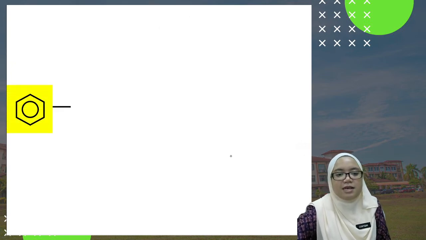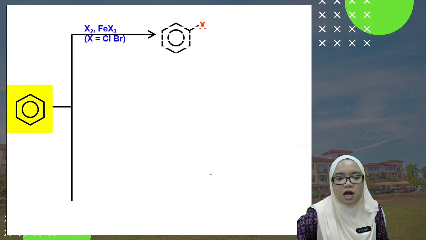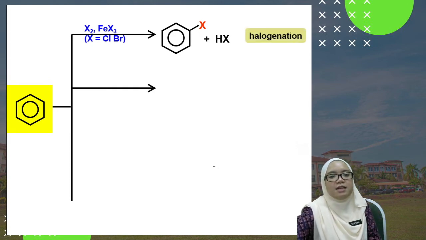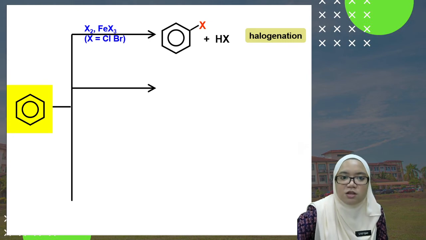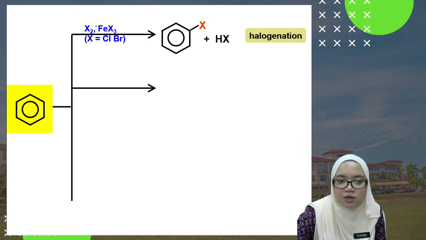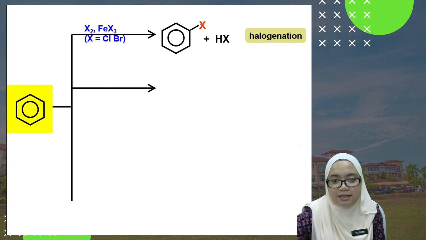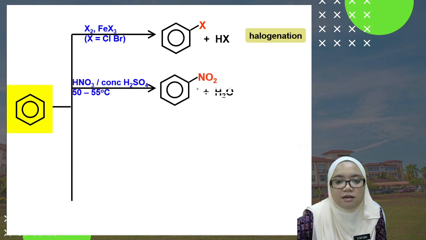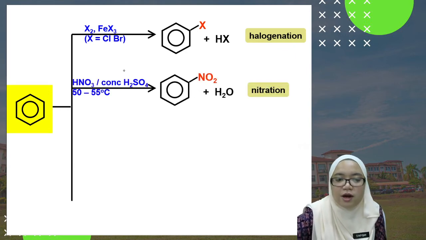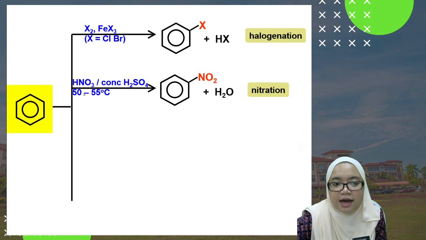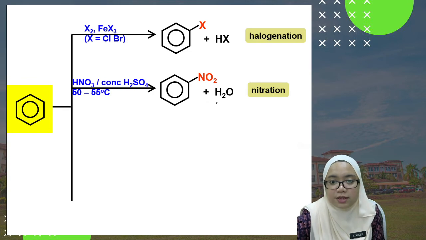Okay, kita nak tengok dekat sini ada 4 jenis aromatic substitution. So kita ada yang pertama, halogenation reaction. So halogenation reaction dengan Lewis acid. So X2, FeX3 where X equals Cl or Br. So bila kita substitutekan dia, kita akan substitute H dengan X. Okay, and then kita ada nitration reaction where we use HNO3 with concentrated sulfuric acid at 50 to 55 degrees Celsius to form nitrobenzene plus water.